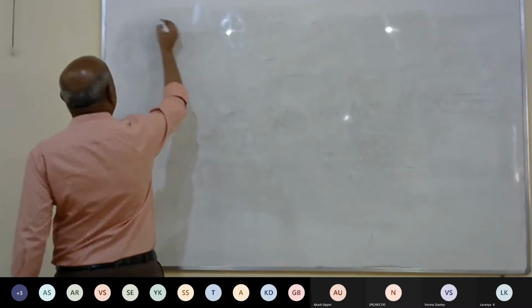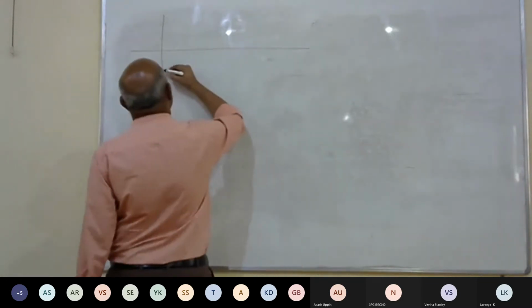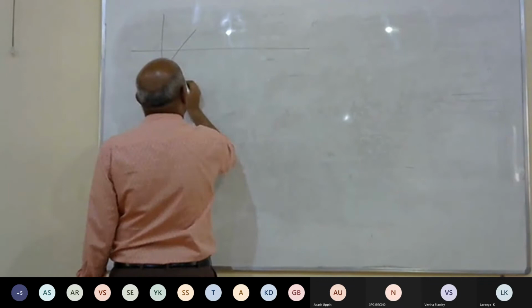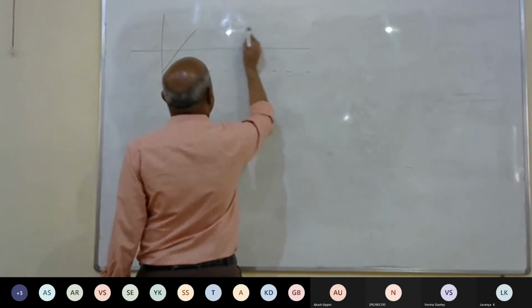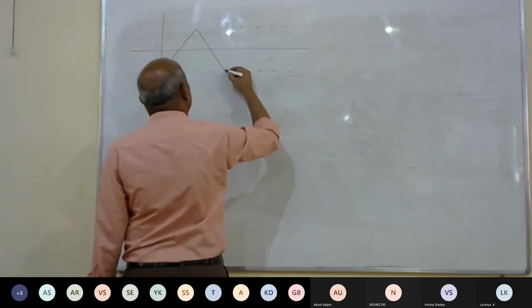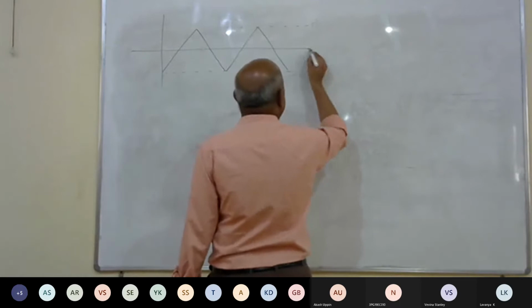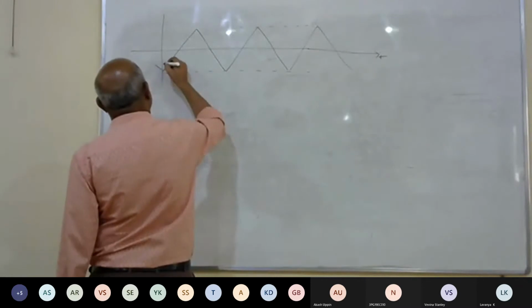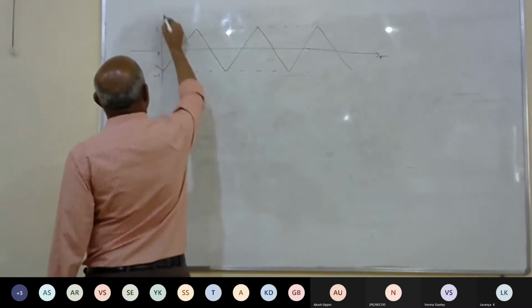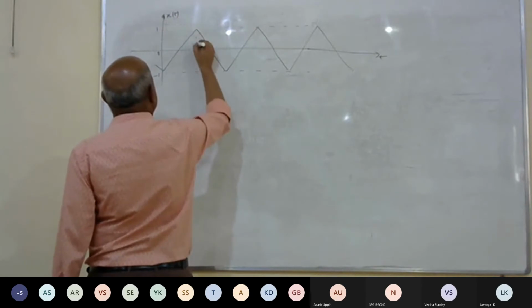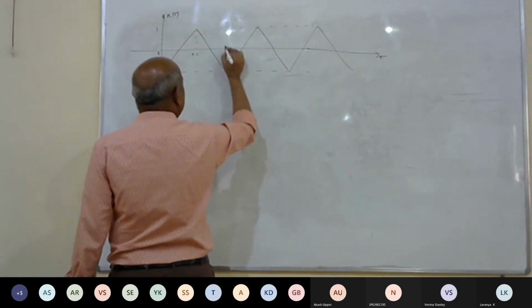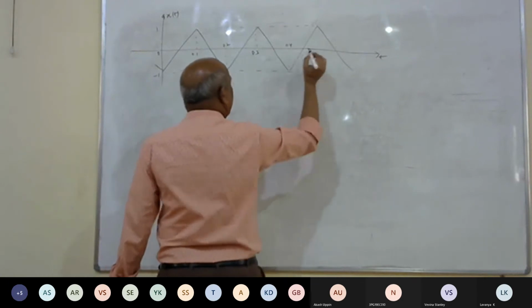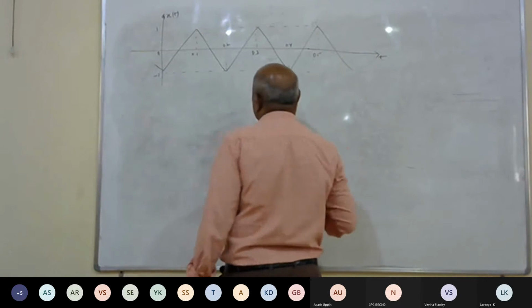Suppose I have a signal like this. This is C. This goes like this. This is minus 1. This is plus 1. This is 0. This is x of t. This is 0.1. This is 0.2. This is 0.3. This is 0.4. This is 0.5. And it goes like this.